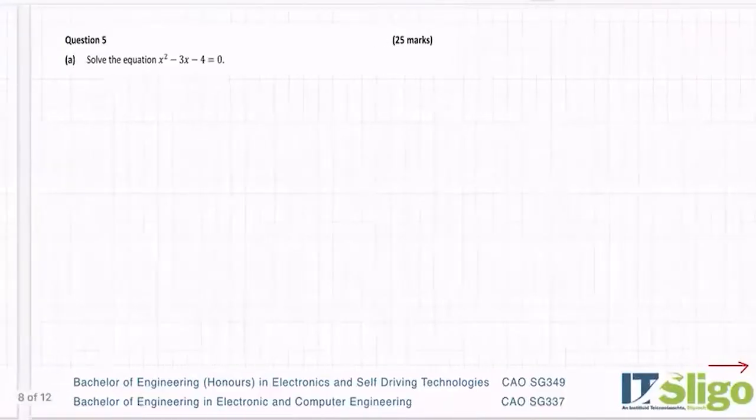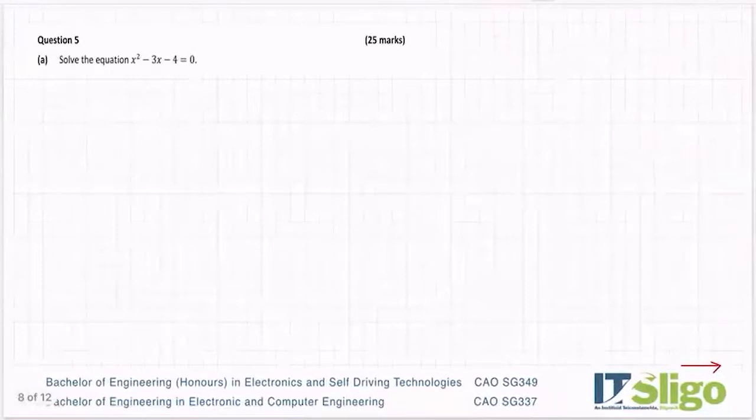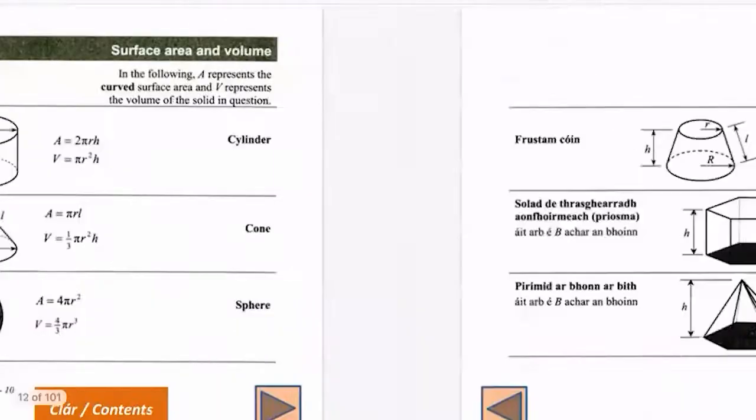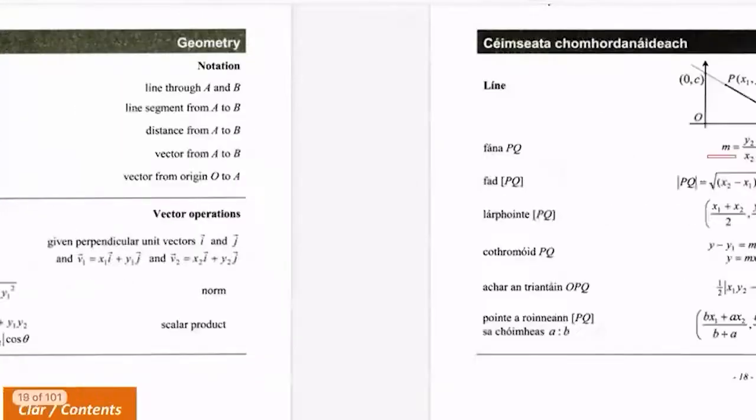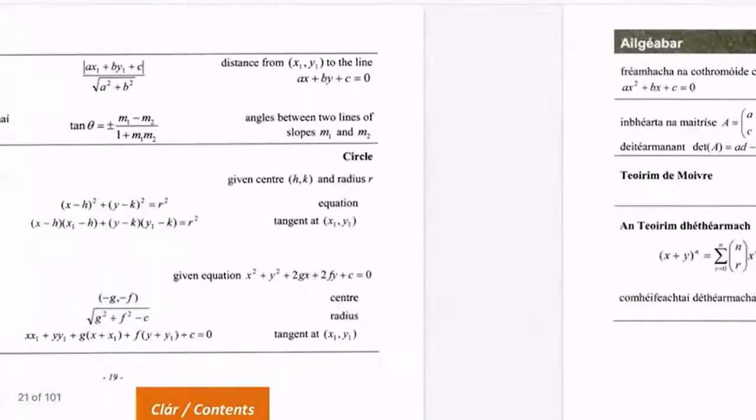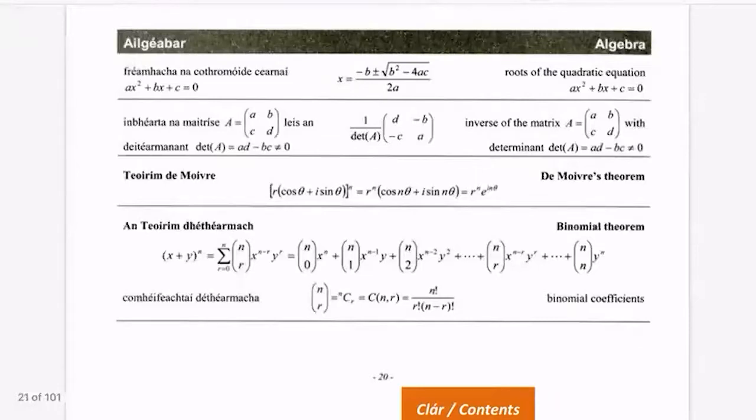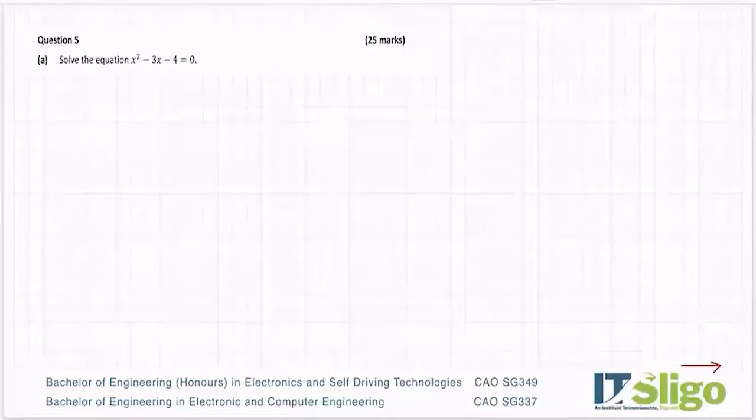Okay, question 5 in that 2020 paper that we're doing. X squared minus 3x minus 4 equals 0. So now if I go to the log tables, there's a little algebra page on that. Here, page 20, okay? So the first one there is a quadratic equation. Ax squared plus bx plus c equals 0. So let me just write that. Ax squared plus bx plus c equal to 0.